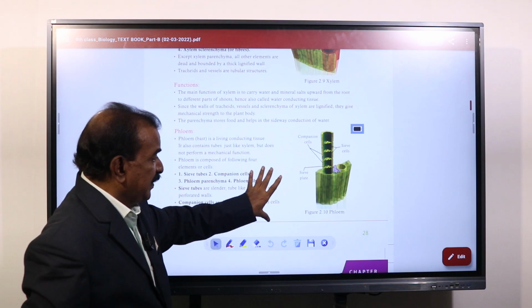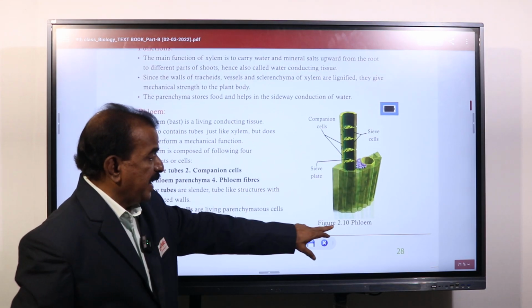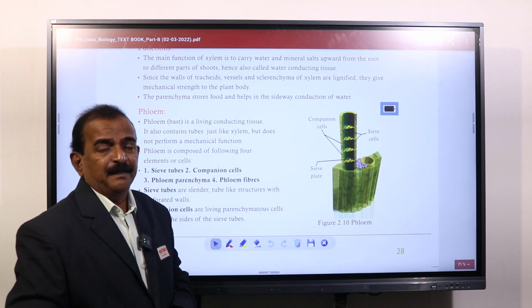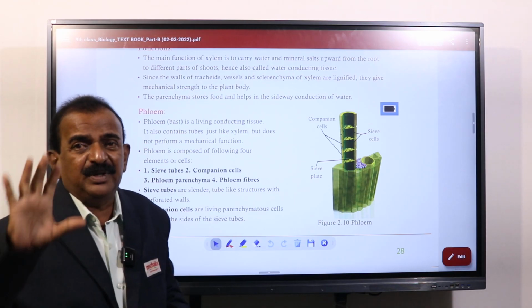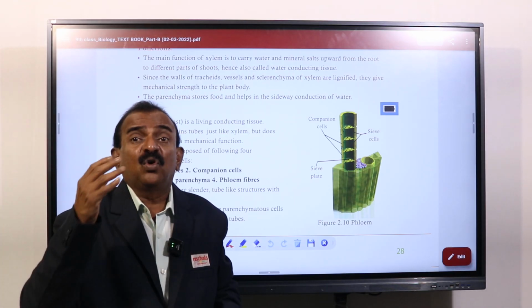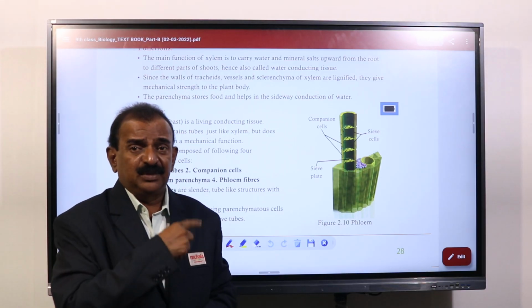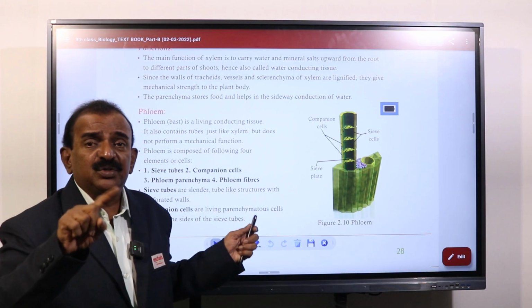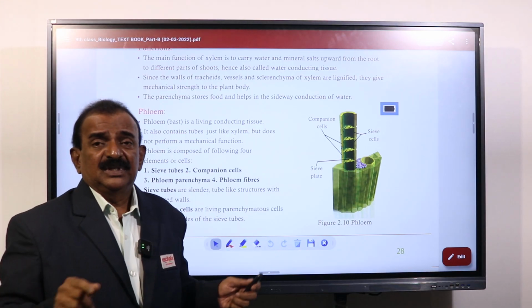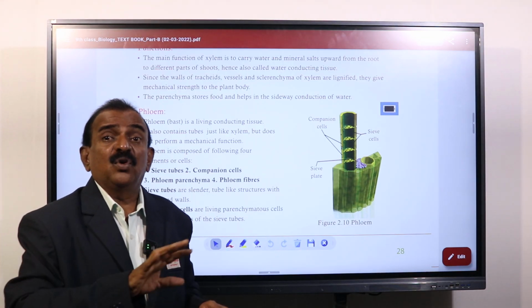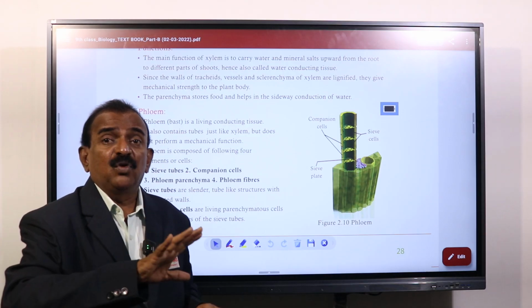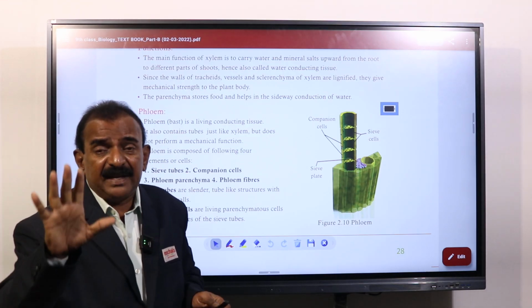There you see figure number 2.10, phloem tissue is there. And phloem tissue is also having four types of cells, and there you see on the board. So you see sieve tubes, sieve cells, phloem parenchyma, phloem fibers and companion cells.